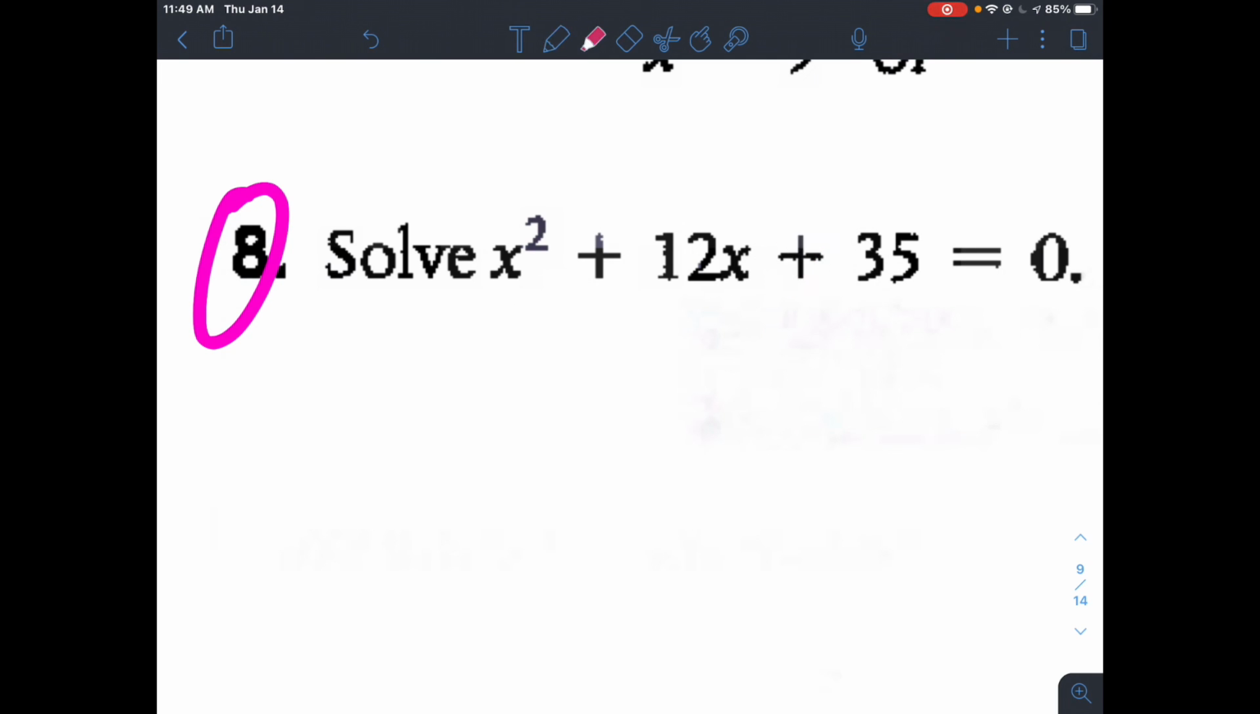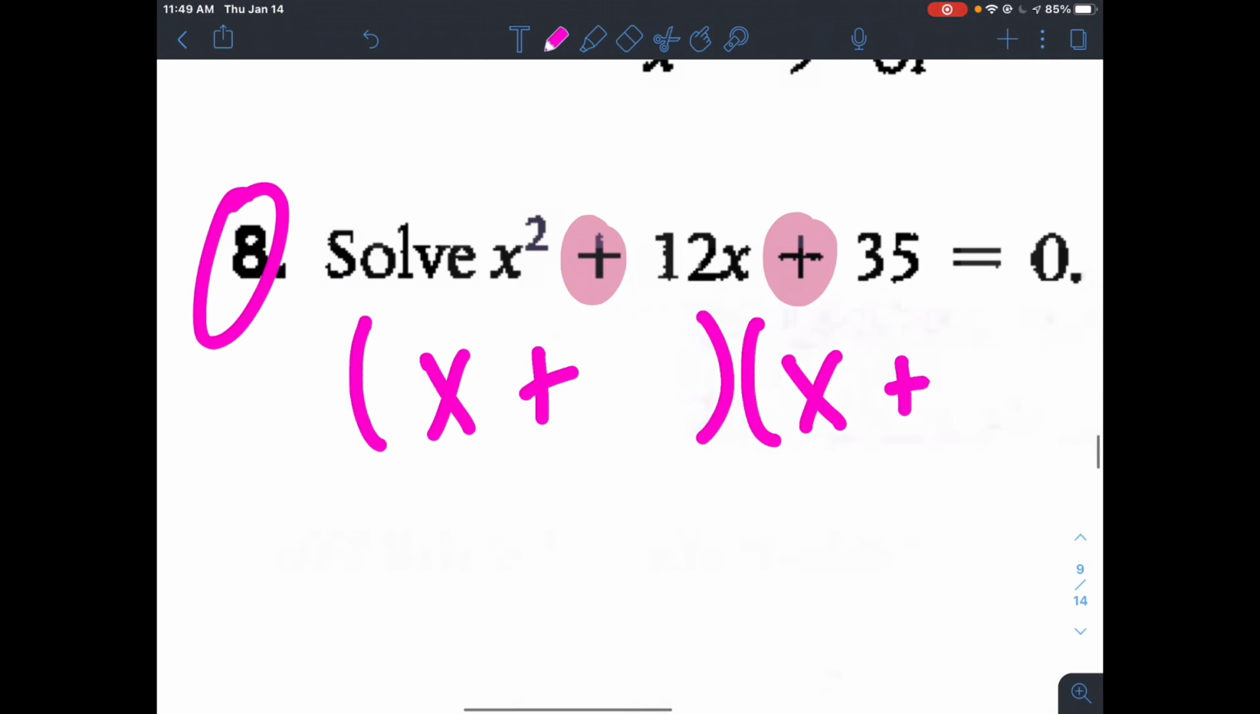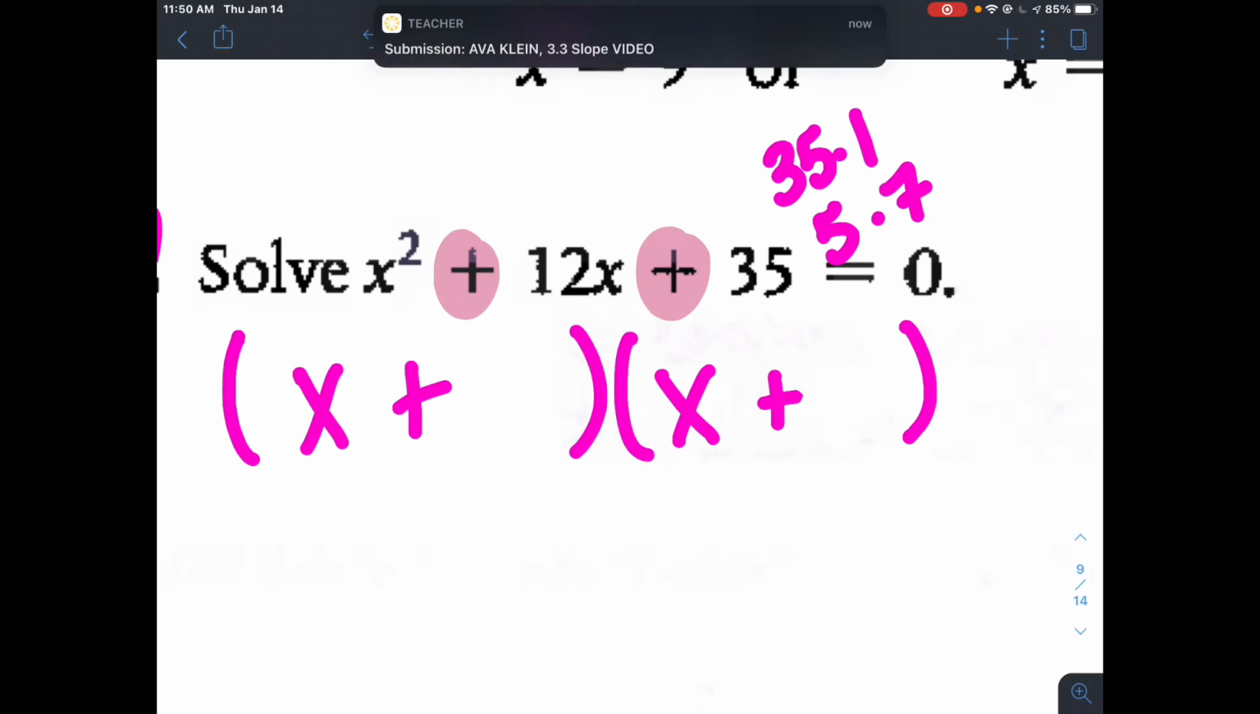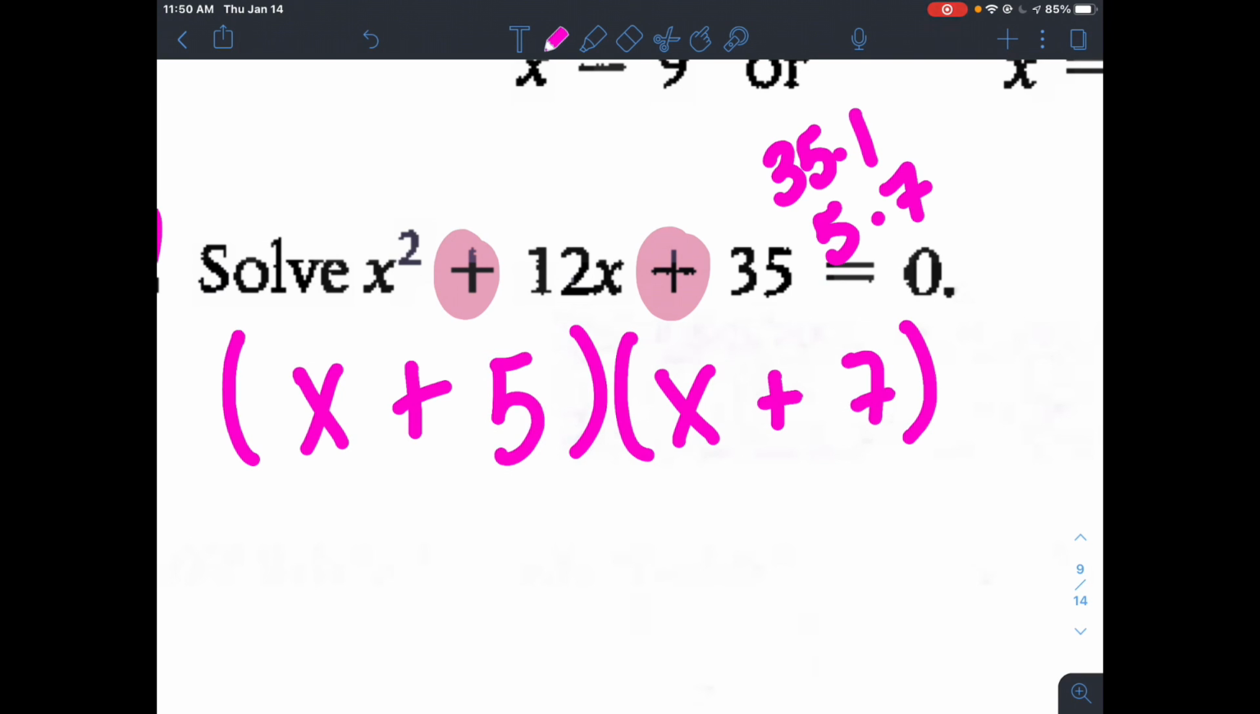This sign is positive, meaning that we're going to have the same sign. They're both going to be positive. So x plus something, x plus something. And then we just have to figure out what that something is. So it's going to multiply to 35 and add to 12. So 35 is 1 times 35, or 5 times 7. I think 3 might work. No, I don't think 3 works. Okay, I think that's it. What adds to 12? Well, 5 plus 7 equals 12.